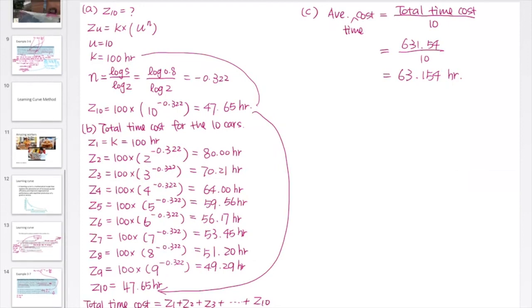Okay, so this is how we use the learning curve method to estimate the time cost. Time cost and monetary cost are both the costs we're interested in. Some techniques will give you an estimate of the monetary cost, and some of them give you an estimate of the time cost.